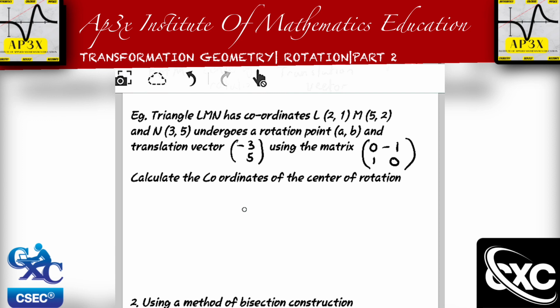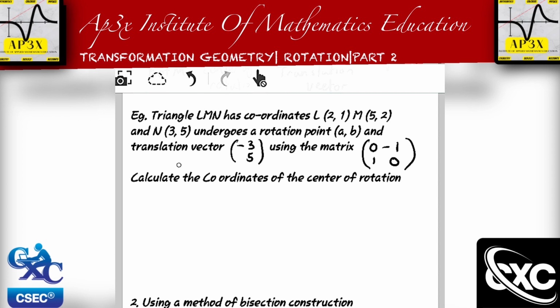Now you could go on the graph. You could plot the point (2,1), plot the point (5,2), plot the point (3,5), and then multiply these object points by the matrix (0, -1; 1, 0). Then you can plot the new points, and go through the whole process of doing a construction. That takes a little time, and then there's how the -3 and 5 play a role. Here's where you have to use the rotation matrix equation mapping.